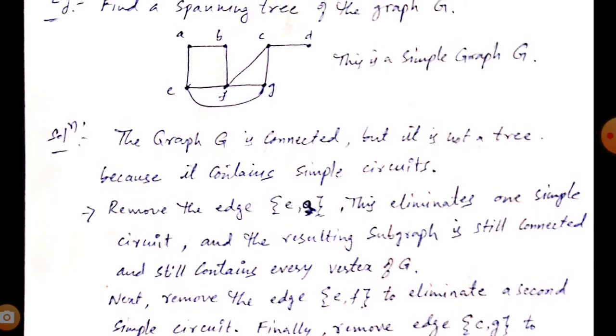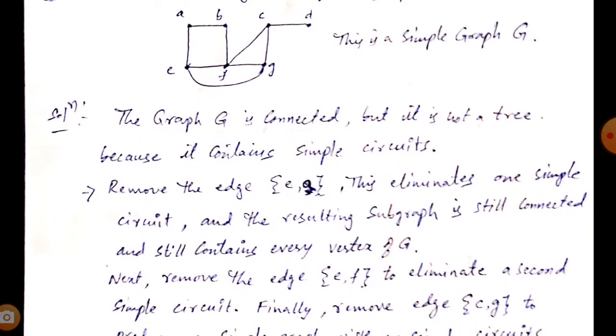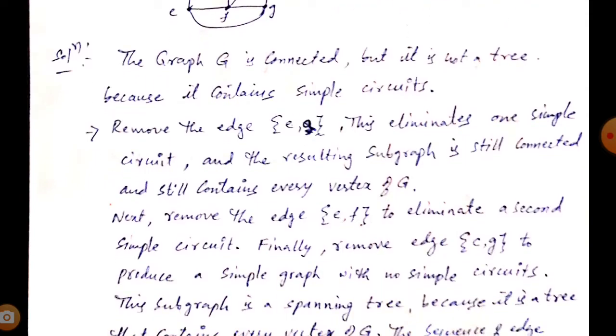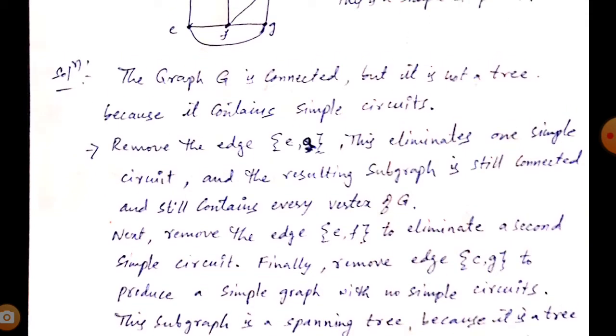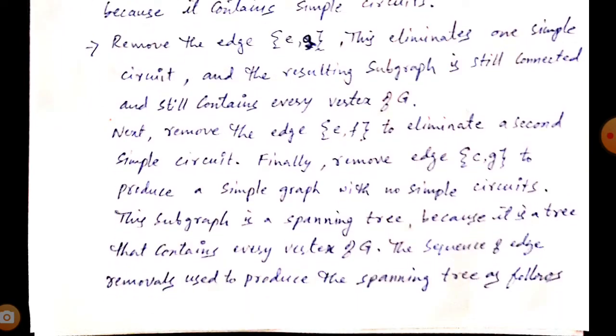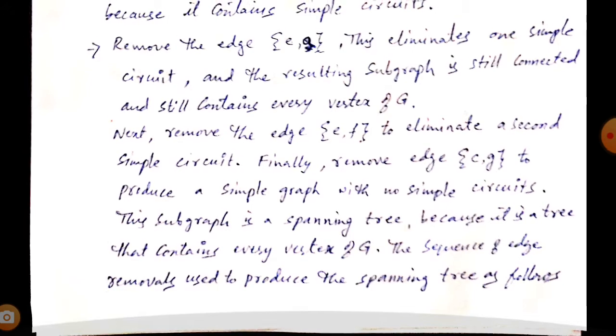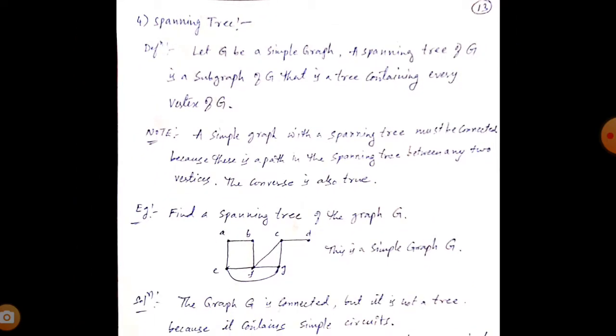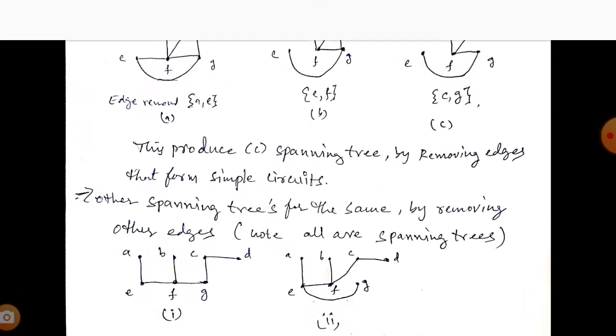Now observe, finally remove the edge CG. CG also we are removing, only the edge, not the vertices. Then this produces a simple graph with no simple circuits. Now observe that the subgraph is a spanning tree, because it is a tree that contains every vertex of G. The sequence of edge removals used to produce the spanning tree is as follows.